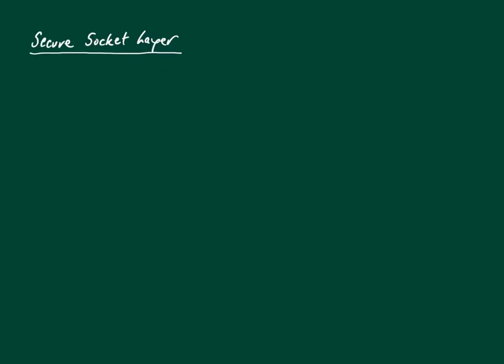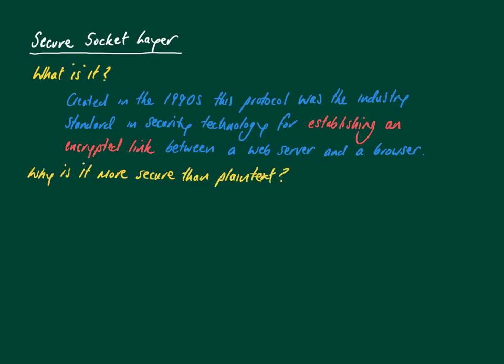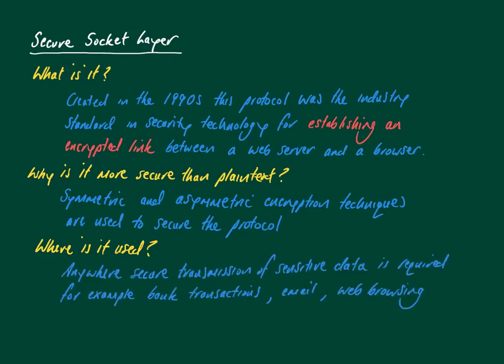But let's start with the Secure Socket Layer and what it is. It's essentially a protocol which was invented in the 1990s with the introduction of the internet, and it became the industry standard in security technology for establishing an encrypted link between a web server and a browser on a client machine. It was much more secure than the previous method, which was to send plain text over the internet, because it used symmetric and asymmetric encryption techniques to secure the data that was being transferred through the protocol.